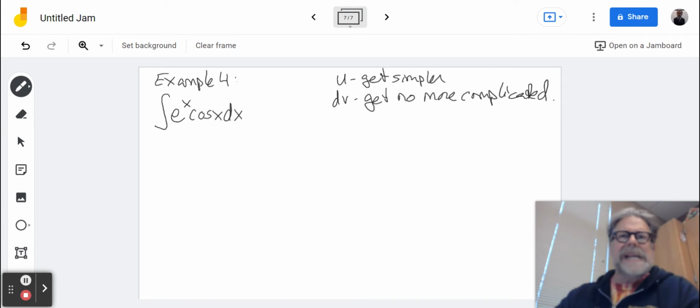But u is not going to get simpler no matter which one I pick, because the derivative of e to the x would just stay the same. The derivative of cosine, well, we're just going to bounce back and forth between sine and cosine. So what are we going to do here?